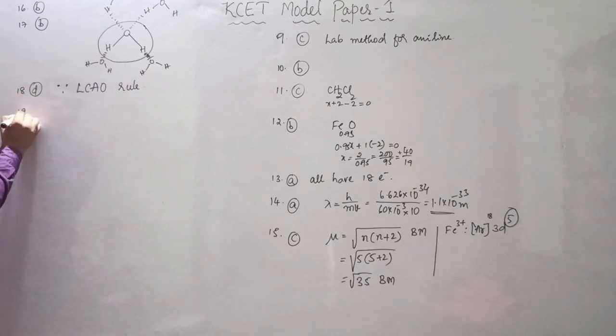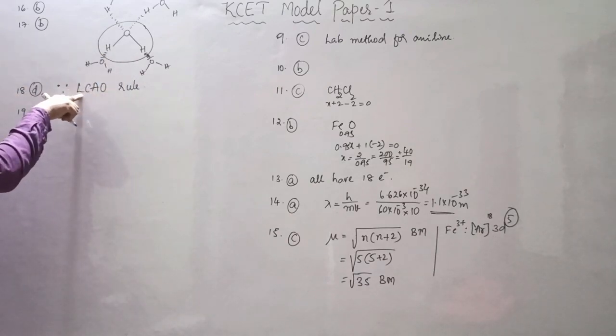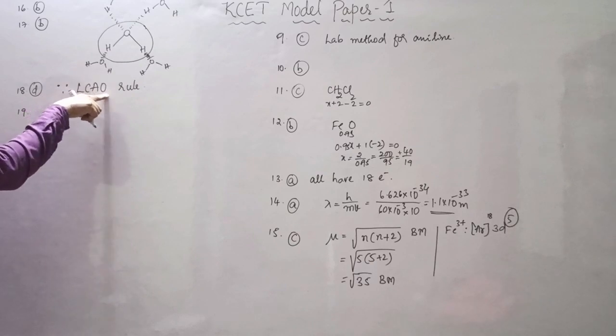Okay, next, what does LCAO stand for? It stands for linear combination of atomic orbitals.